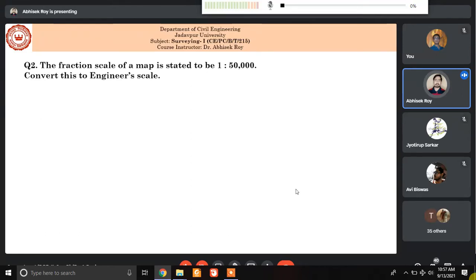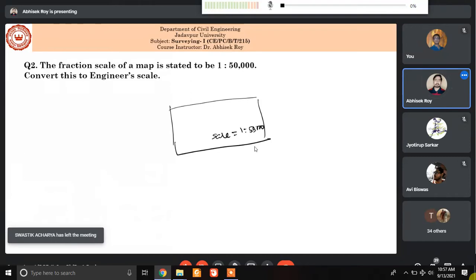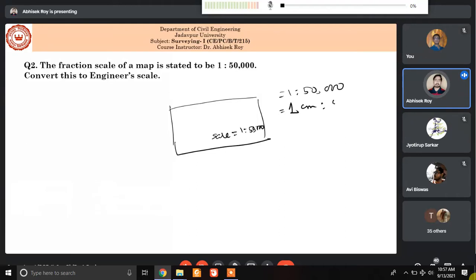Now in the second question, suppose the fraction scale of a map is given. In a drawing the scale is written like this: scale is 1 is to 50,000. Convert this to engineer scale, that is, 1 centimeter equals to how many meters. What is it giving? It is giving you 1 is to 50,000. So you can write 1 centimeter is to 50,000 centimeter.